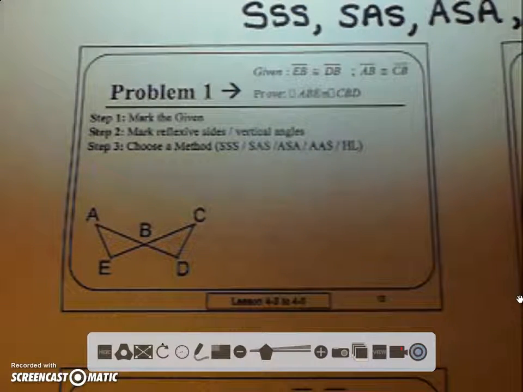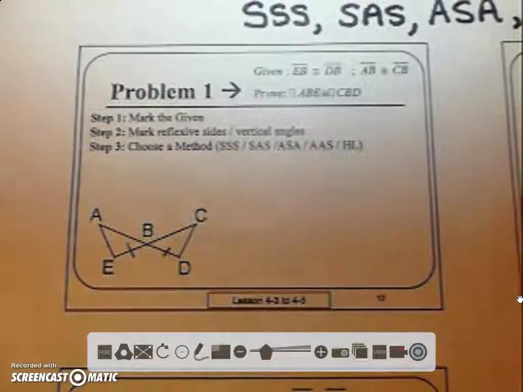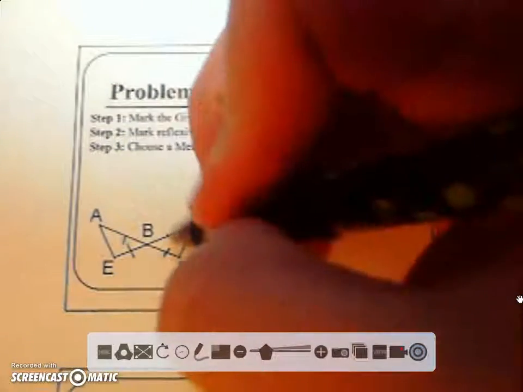So the first thing that you want to do, remember at this point we're not proving anything yet. We aren't writing them into column proofs, we're just justifying using a method. So the first problem, you start by marking your given. So you have EB is congruent to DB. Mark those two segments with a dash. And you also have AB is congruent to CB. So we're going to mark these two segments with a dash.